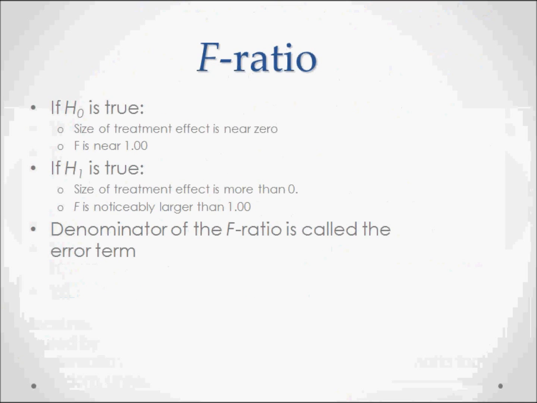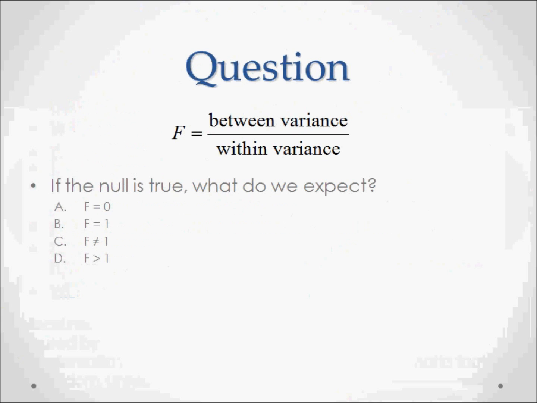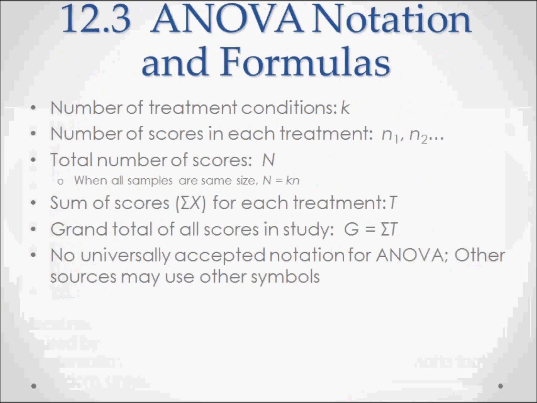Okay, so if the null is true, our F is near 1. If the alternative is true, or our null is rejected, we'll have a noticeably larger F value. It will surpass our critical value. Okay, we went over this. If the null is true, we expect F to equal 1. If the alternative is true, we expect F to be greater than 1. Significantly greater than 1, not just a little over 1. It has to be greater than our critical value.